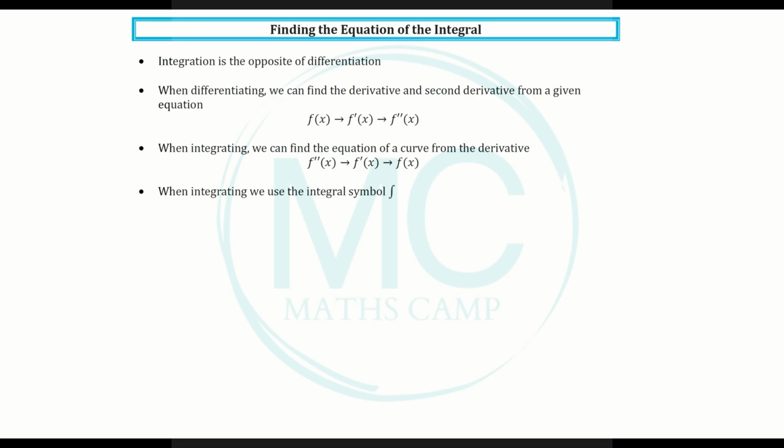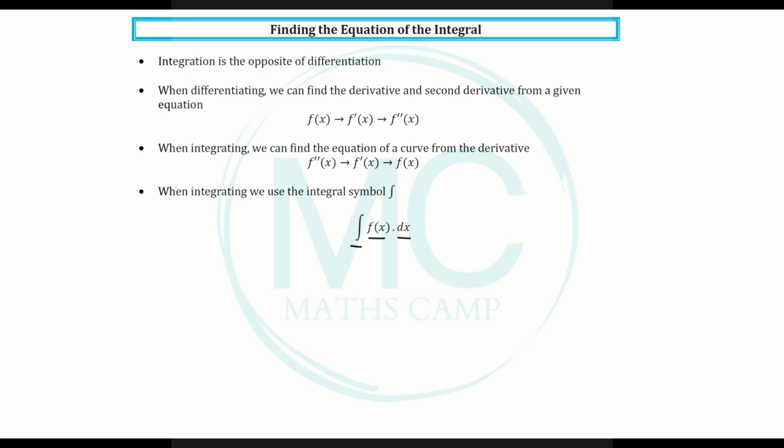When integrating, we use this symbol. Some people say it looks like an S, and others say it looks like half of an F. This symbol tells us that we need to integrate. So when using it, we can write it like this. All this means is that we are integrating the equation of f of x in terms of x, because x is the variable in the equation.